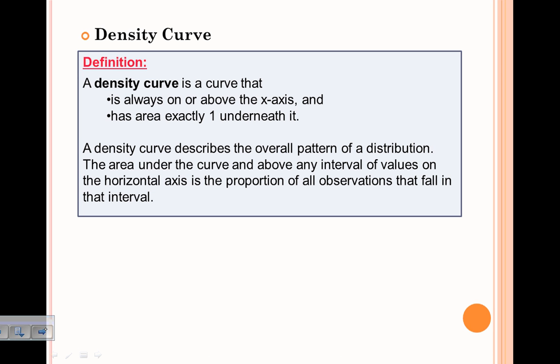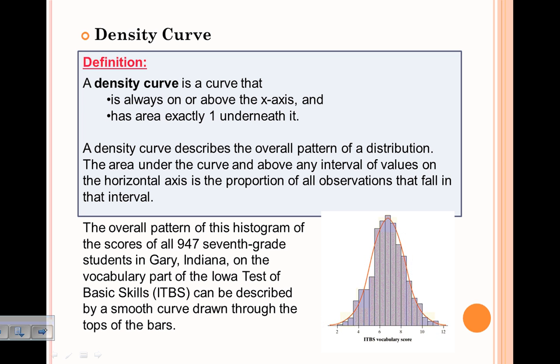All right, so the density curve, we've kind of talked about drawing them over box plots and different things. Density curves are always above the x-axis, and they have an area of exactly 1. And that's because it's like 100% underneath it. A density curve describes the overall pattern of the distribution. So looking here, the overall pattern of this histogram can be described by a smooth curve drawn through the tops of the bars. This looks very symmetrical.